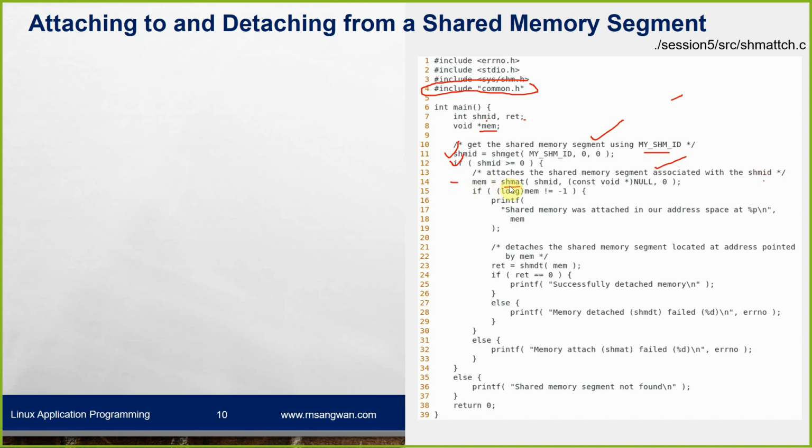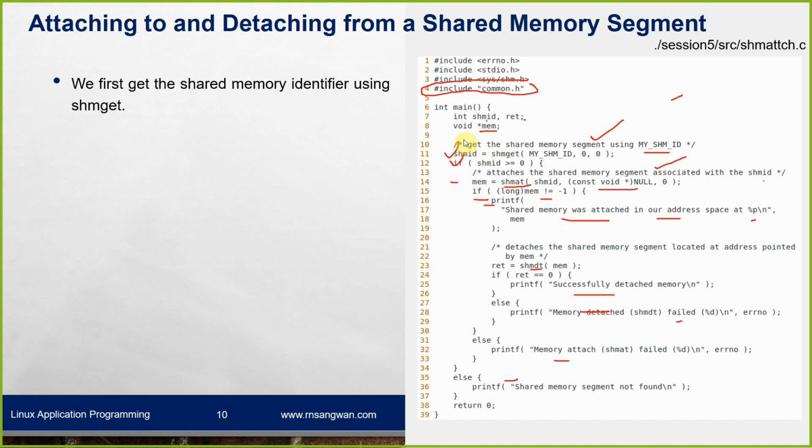Memory equal to shmat, and then printf. If it is attached, then it is attached successfully to our address space at this address, and detach it with shmdt. If it is detached successfully, detached. Otherwise, memory detach failed or memory attach failed, and finally segment not found. That is the logical flow. Let's understand these calls one by one.